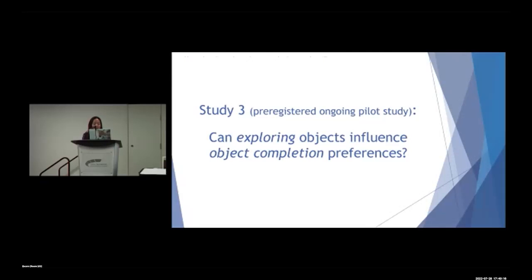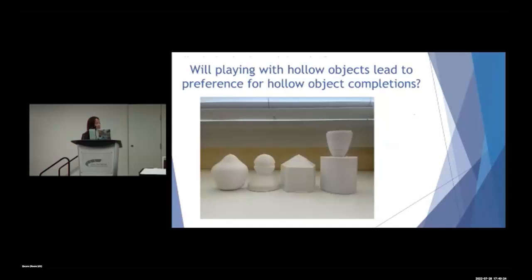And so with that, we have a recent follow-up study where we're curious if exploring objects would influence object completion preferences. In particular, we're curious if playing with hollow objects before doing this task will lead to a preference for hollow object completions, because that might suggest that it's about experience and exposure to objects in our everyday environments. So what we did here is we 3D printed some novel objects, and we showed them to participants from a limited viewpoint, as you can see here.